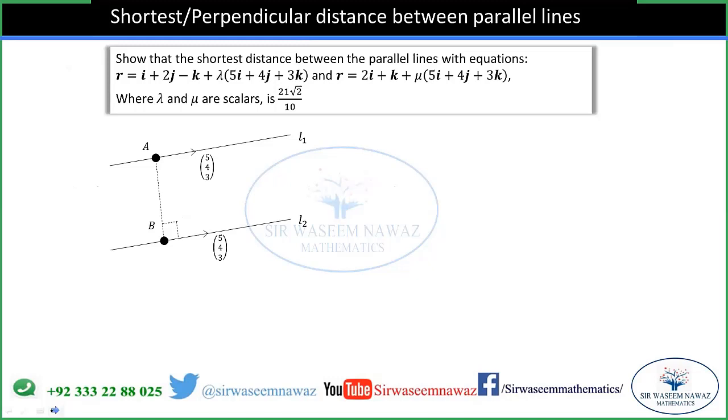Now, we have shortest distance. Shortest or perpendicular distance between parallel lines. Shortest distance is always a perpendicular distance. We have discussed in A Levels and AS as well that shortest distances are the perpendicular distances, or in other words, you can say the perpendicular distances are shortest distances. Okay.